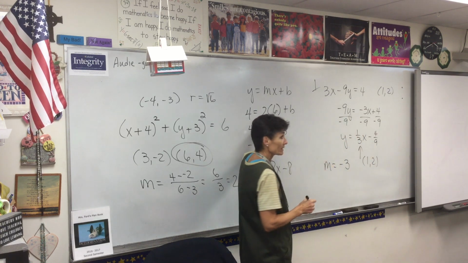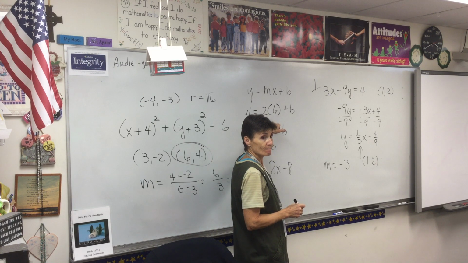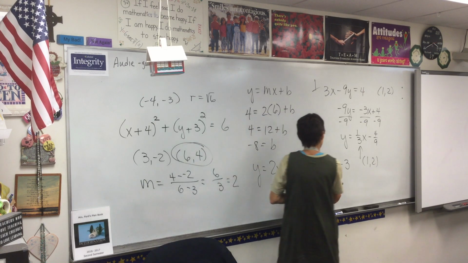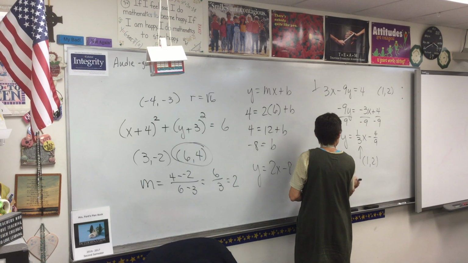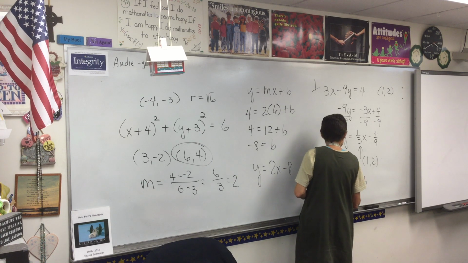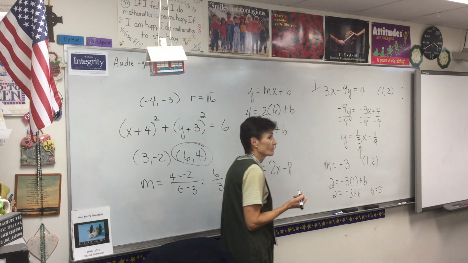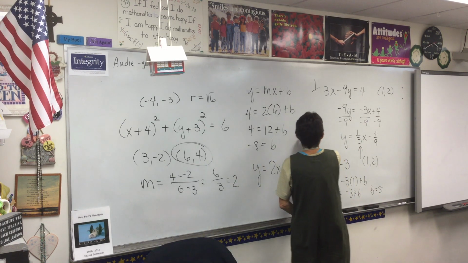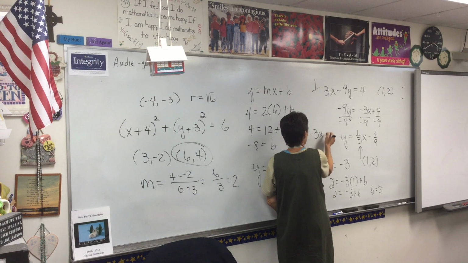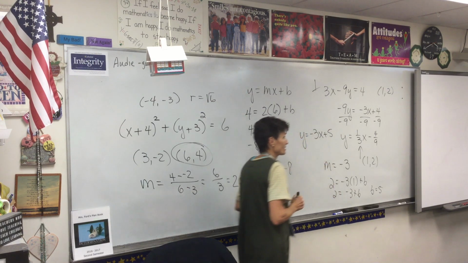So then can I do exactly what I did over here? Yep. So y equals mx plus b. So I got 5. So my answer is y equals -3x plus 5.